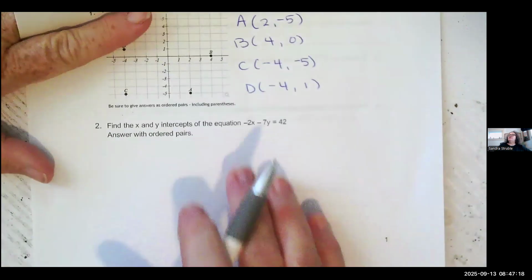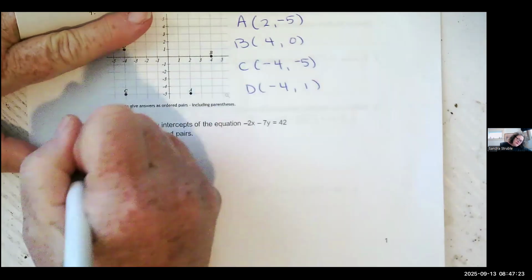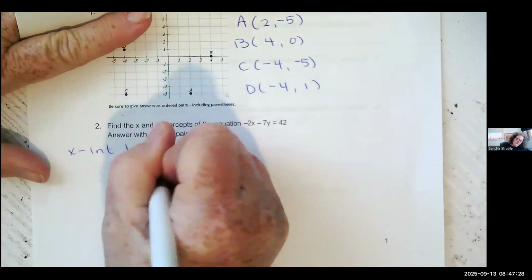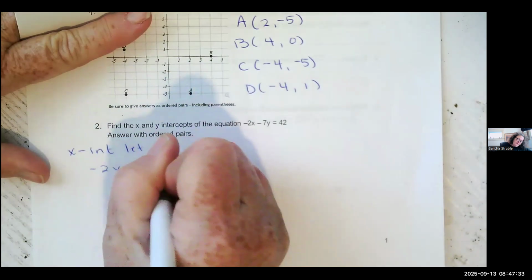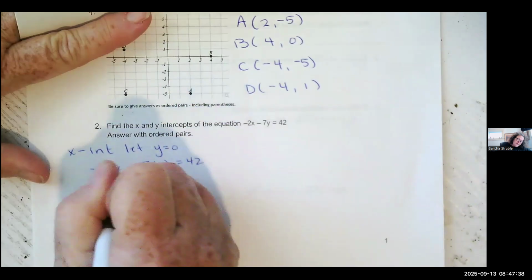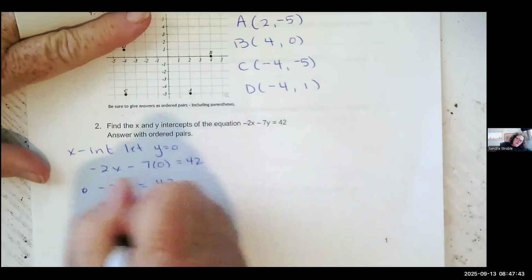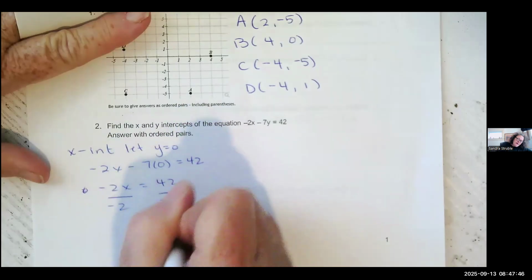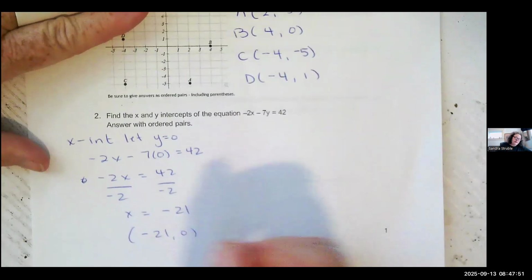Okay. Find the x and y intercepts of the equation -2x minus 7y is equal to 42. So to find the x-intercept, you let y equal 0. So -2x minus 7 times y, which is 0, is equal to 42. So -2x is equal to 42. Divide both sides by -2, and x is equal to -21. So -21, 0 is your x-intercept.